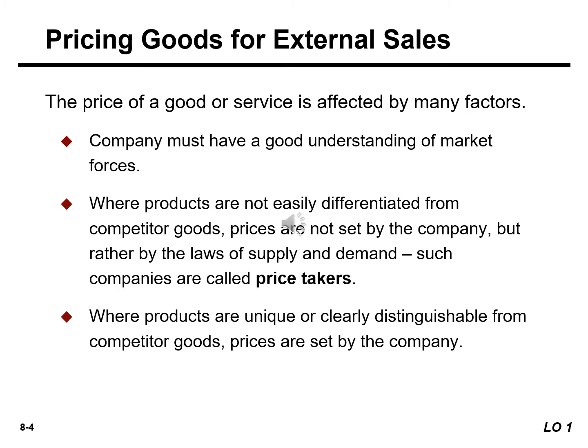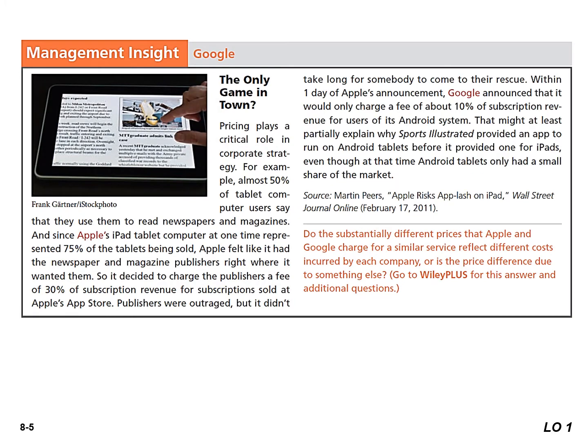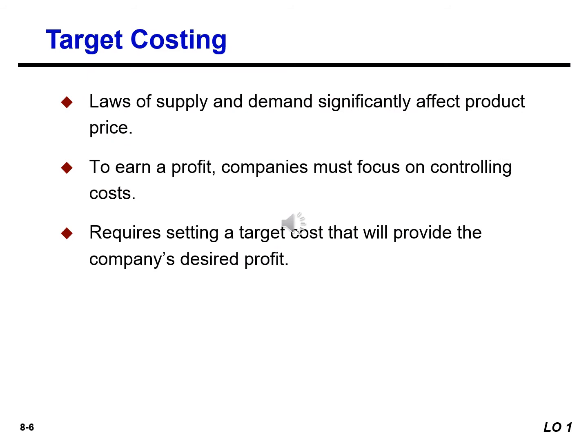In the second bullet point, we can see that some companies whose products are not so different from other companies are called price takers. Price takers do not get to set the prices on the products they sell because these prices are set by the marketplace. So for price takers who are using target costing, the company focus is on controlling their product cost.